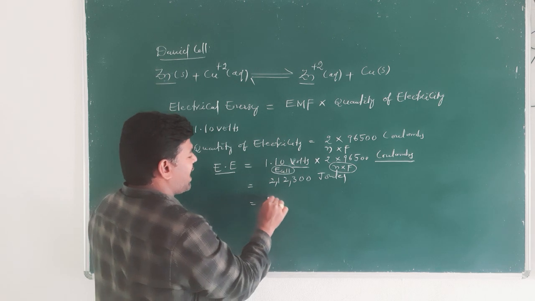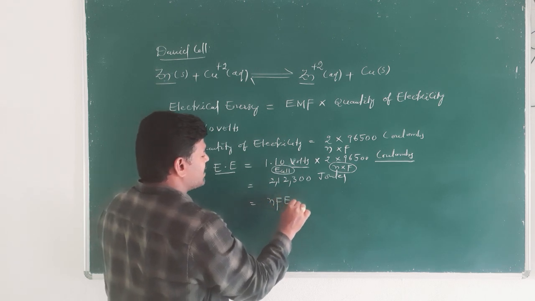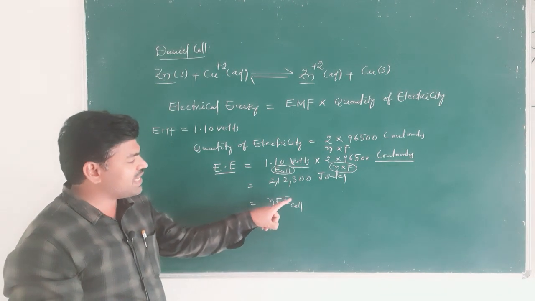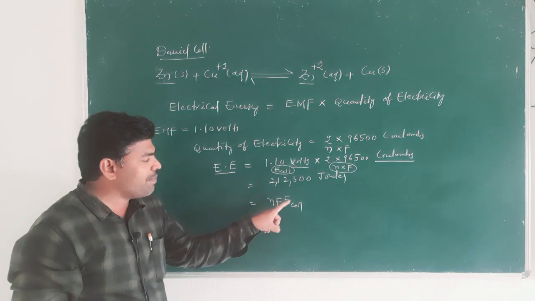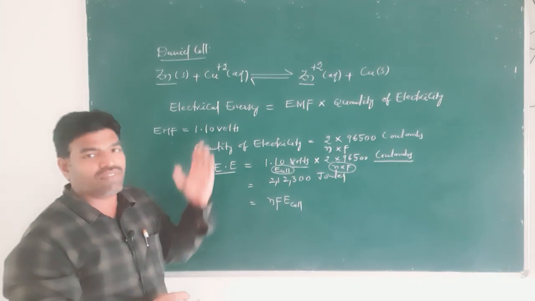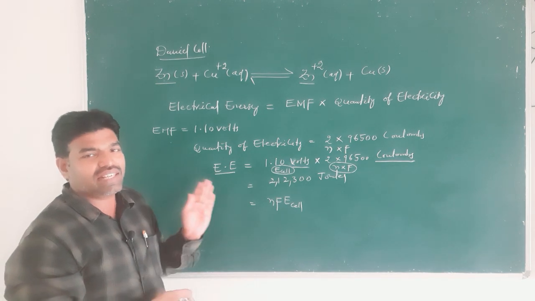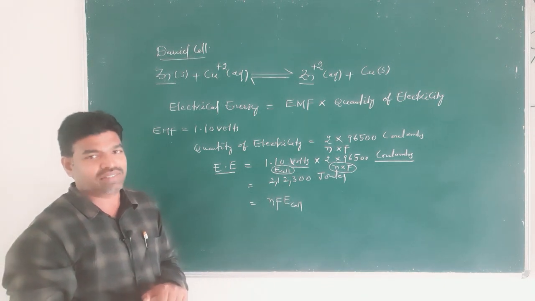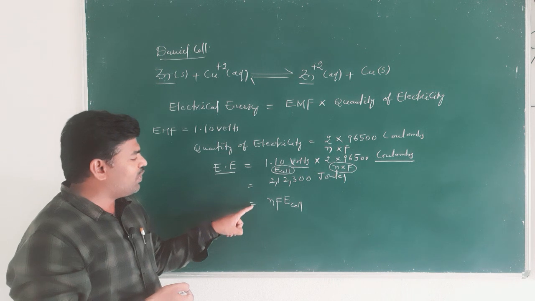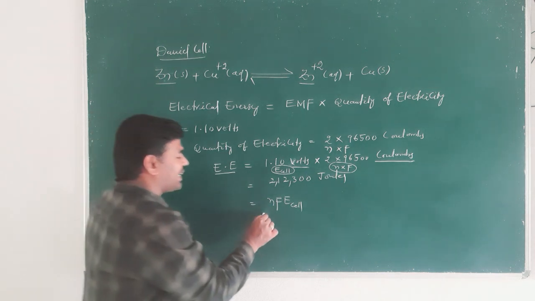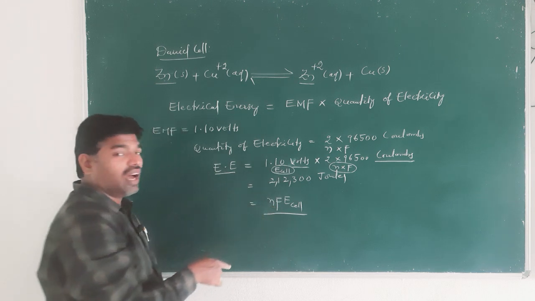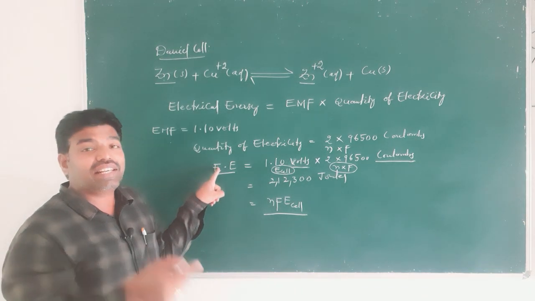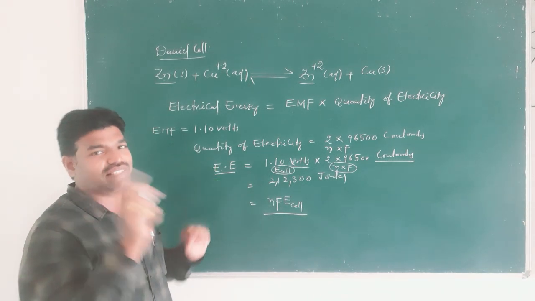So we can write it as NFE cell. So electrical energy is equal to NFE cell, where E cell is the EMF of the cell. We know the formula to calculate the EMF of the cell, that is E RHS minus E LHS, provided that the potentials are reduction potentials, right? So electrical energy is equal to NFE. In fact, it is the formula to calculate the electrical energy that is produced by the Daniell cell.